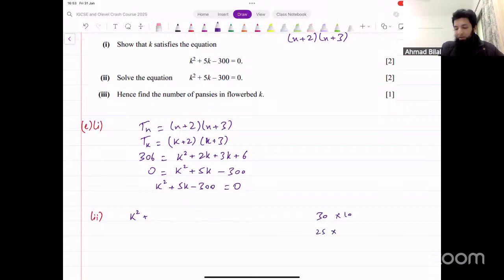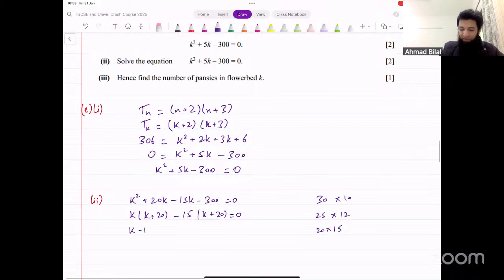25 times 12 is also 300. That's also not going to work. Okay, we need smaller numbers. 20 times 15. Yeah, so 20 times 15 works. So we can use k squared plus 20k minus 15k minus 300 equals 0. We get two factors from this, k plus 20 and k minus 15. So we have k minus 15 times k plus 20, which means either k equals 15 or k equals negative 20.